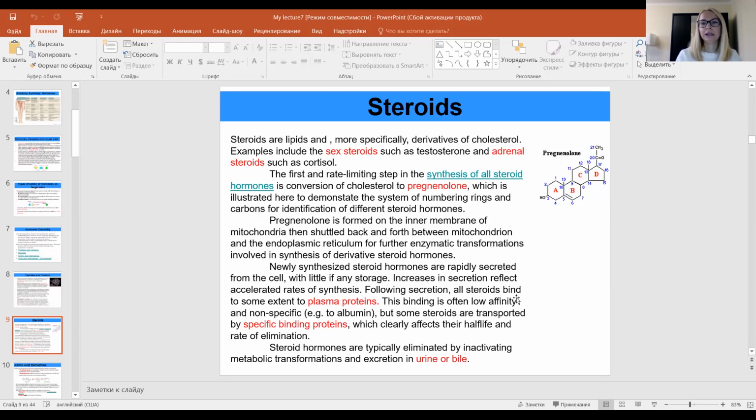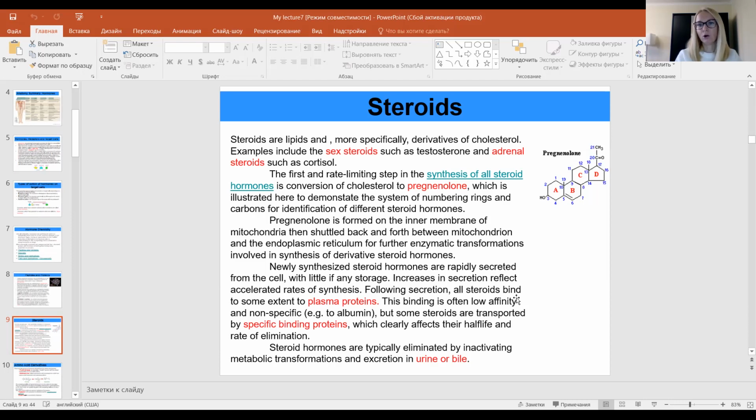Pregnenolone is formed on the inner membrane of mitochondria, then shuttled back and forth between the mitochondrion and the endoplasmic reticulum for further enzymatic transformations involved in synthesis of derivative steroid hormones. Newly synthesized steroid hormones are rapidly secreted from the cell with little if any storage. Increases in secretion reflect accelerated rates of synthesis.